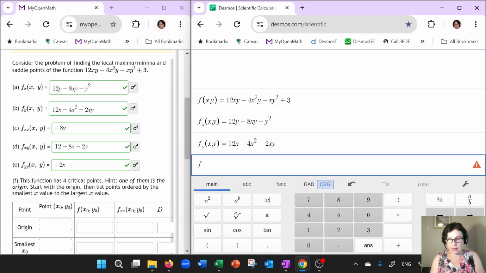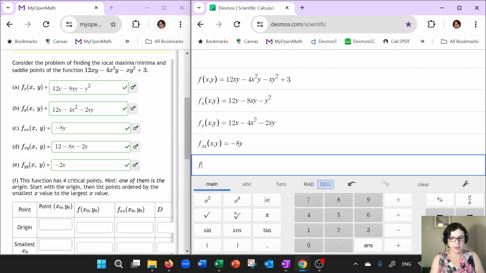Now, to type xx, I do the same thing. I do the underscore, which is shift minus, and then xx. And so that'll give me negative 8y. Xy, do the same.